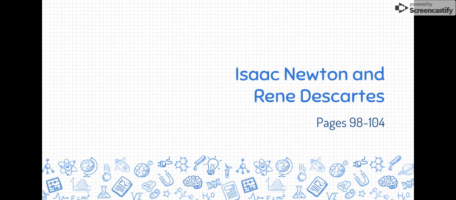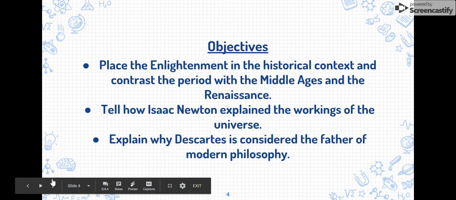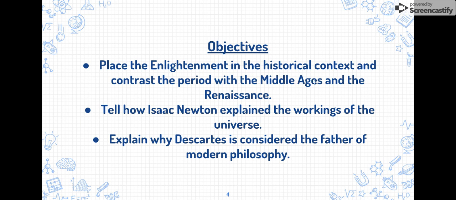Isaac Newton and René Descartes, and this is from pages 98 through 104 in your textbook. Our objectives for this unit are to place the Enlightenment in the historical context and contrast the period with the Middle Ages and the Renaissance. So you are placing the Enlightenment period in that greater historical timeline in between the Middle Ages and the present time. So where does that fall?